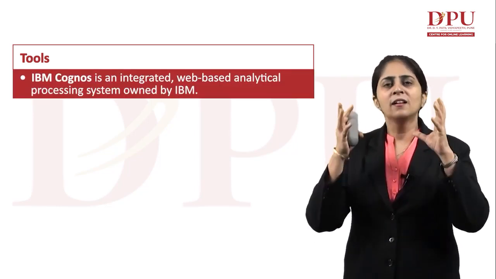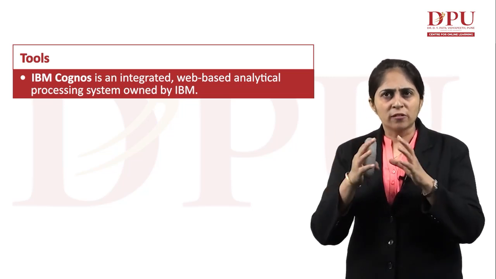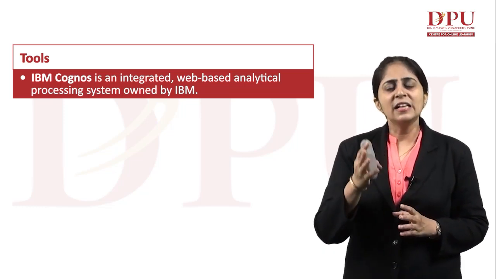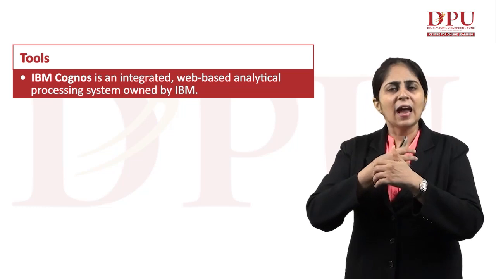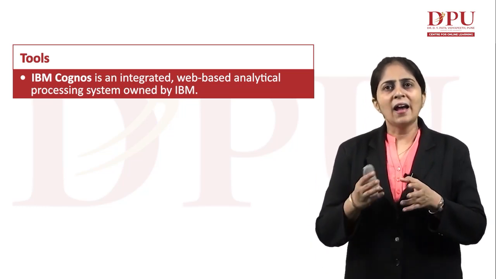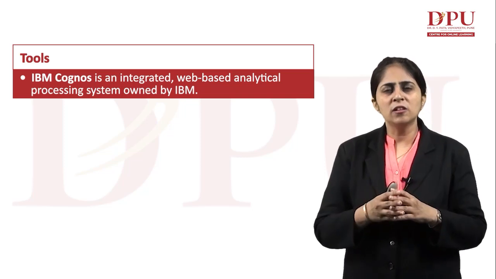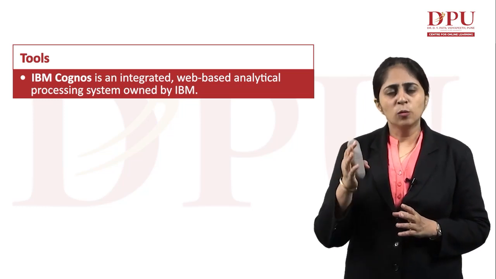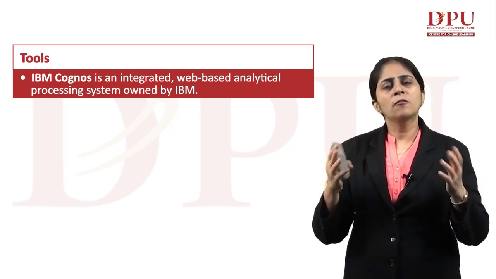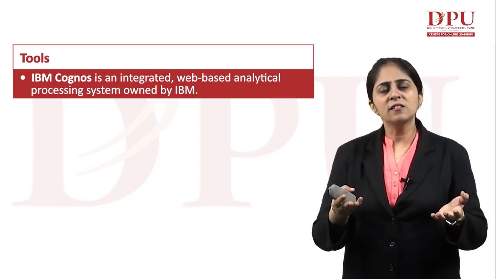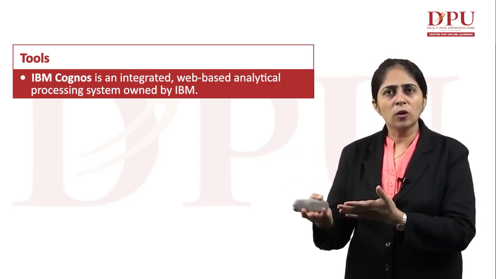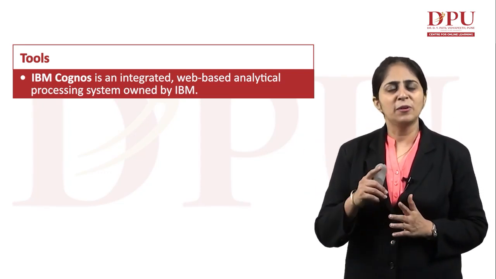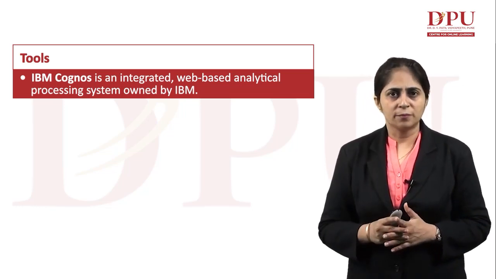It is an integrated web-based analytical processing system which is owned by IBM. IBM Cognos contains a toolkit to perform the analysis, perform the reporting and the scorecarding along with the provision to monitor the metrics. So this is one tool, IBM Cognos, which is produced by IBM for the purpose of analytical processing, to perform the analysis, to make the reports, to perform the scorecarding and to monitor the various metrics. So the very first OLAP tool that we mention here is the IBM Cognos.